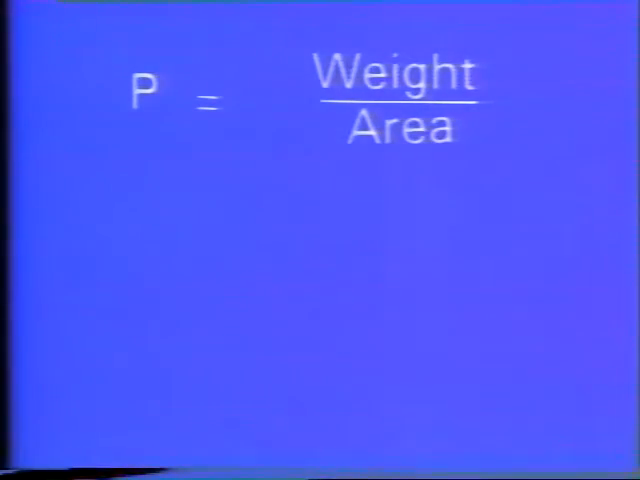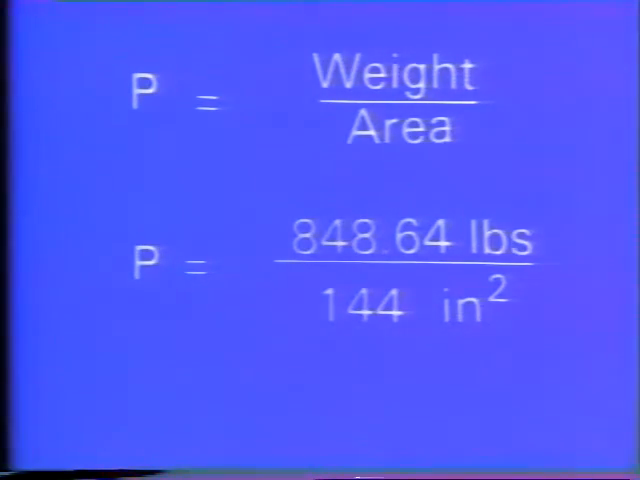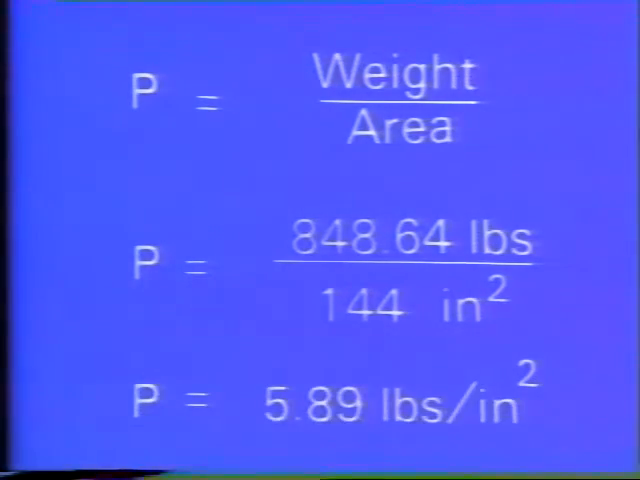Now, this container, which we used earlier, is filled with 1 cubic foot of mercury that weighs 848.64 pounds. The area of the bottom of the container is 144 square inches. Let's put these figures into our equation and calculate the pressure exerted by the mercury on the bottom of the container. Pressure is equal to weight divided by area. So, our equation reads, pressure is equal to 848.64 pounds divided by 144 square inches. This equals 5.89 pounds per square inch.